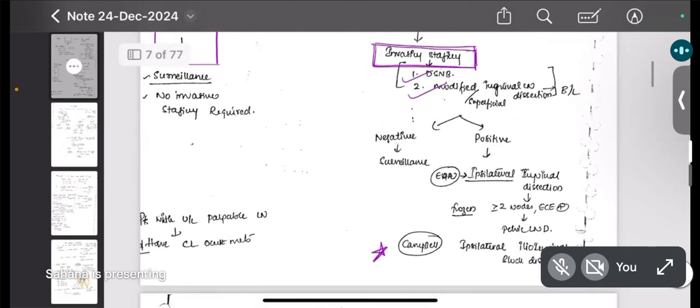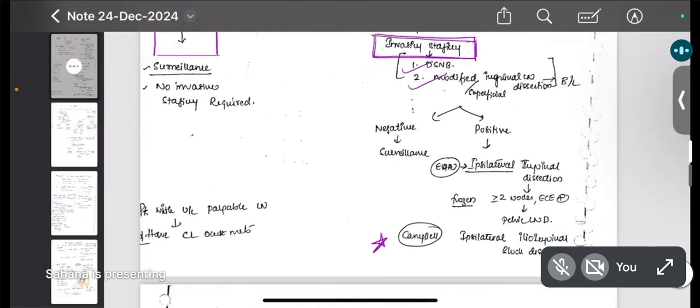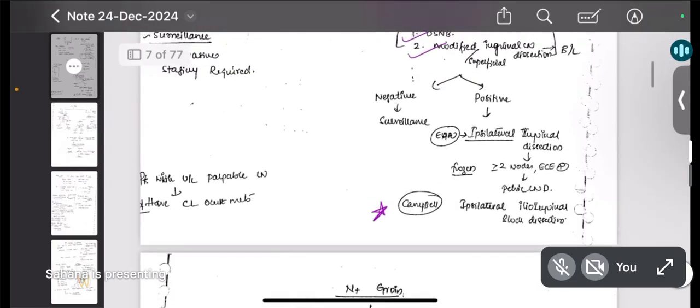Otherwise, if you pick up a positive node, then you will go ahead doing a standard ILND. If it is negative, then you can resort to surveillance. So, ilioinguinal block dissection. According to European guidelines, they have larger margins, meaning it should be more extensive, to use an original template, otherwise modified is enough.